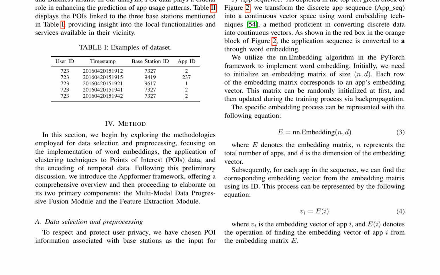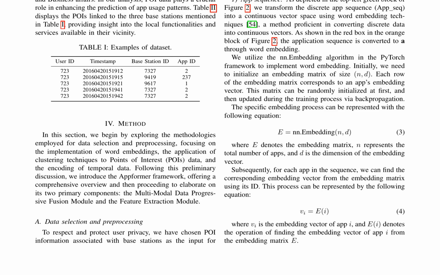The data preprocessing for app usage prediction is depicted in Figure 2, involving the implementation of word embeddings, clustering techniques for POI data, and encoding of temporal data. The authors employ word embedding techniques to transform the discrete app sequence into a continuous vector space, utilizing the nn.Embedding algorithm in the PyTorch framework. The specific embedding process is represented by equations 3 and 4, where the embedding matrix is initialized and updated during the training process via backpropagation.